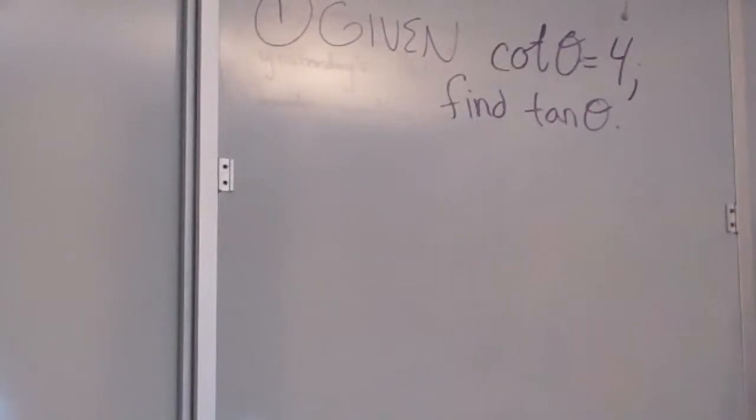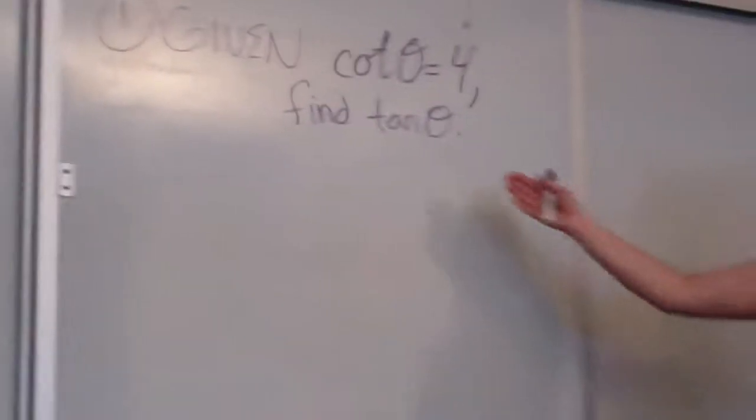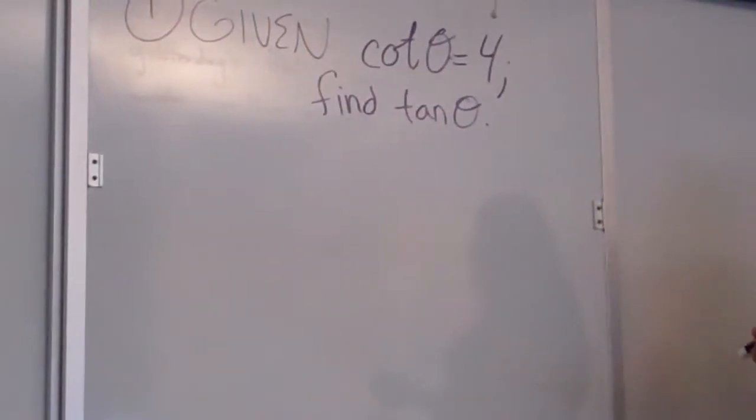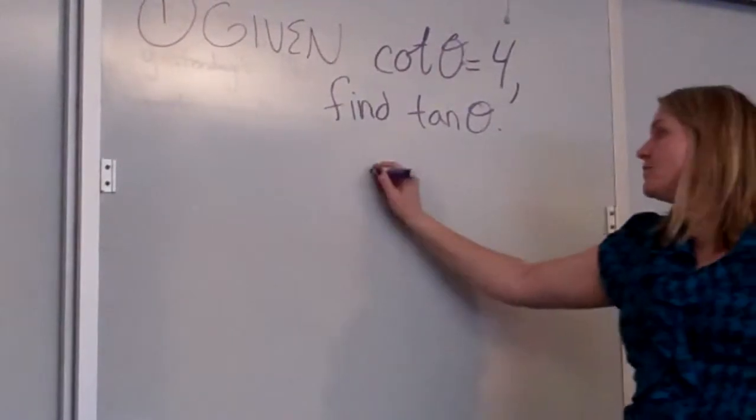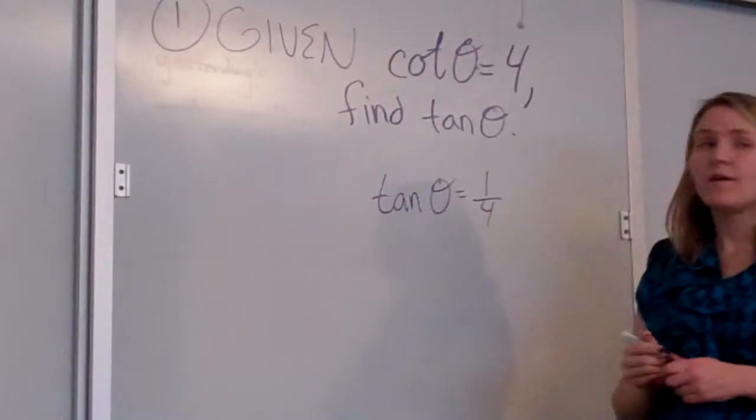So first of all, you need to think, how does cotangent relate to tangent? Cotangent is 1 over tangent. They're just reciprocals. So tangent's going to just be 1 over 4. Okay, so tangent theta equals 1 over 4.